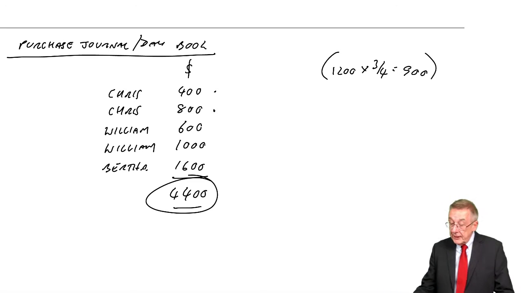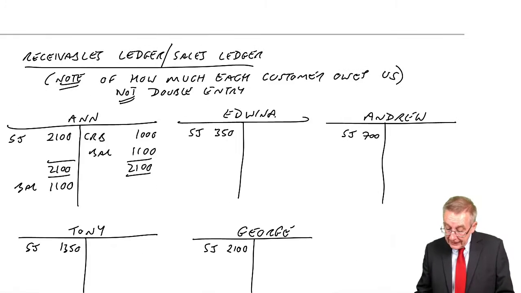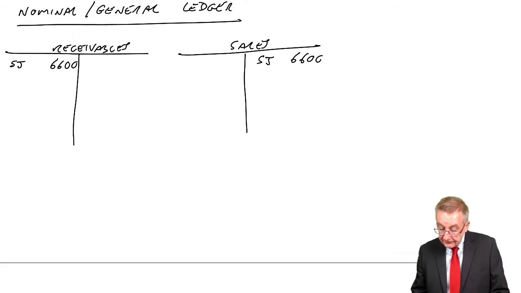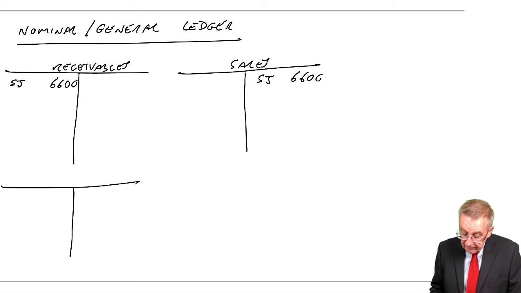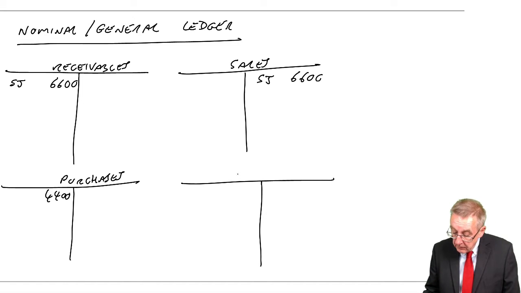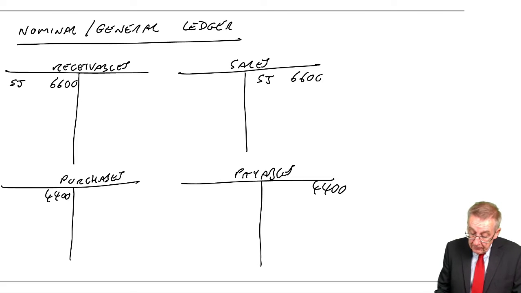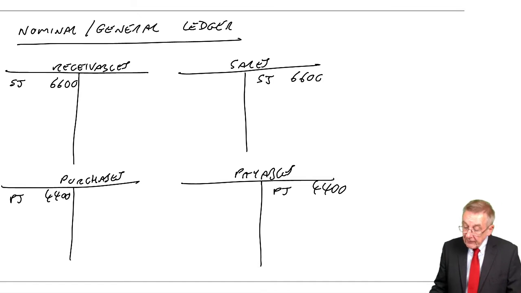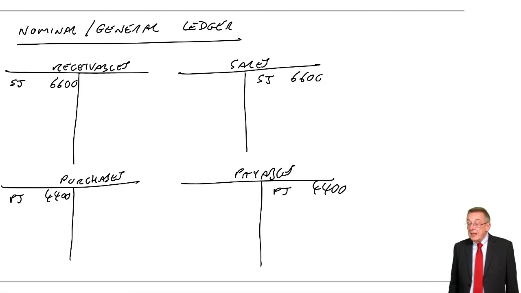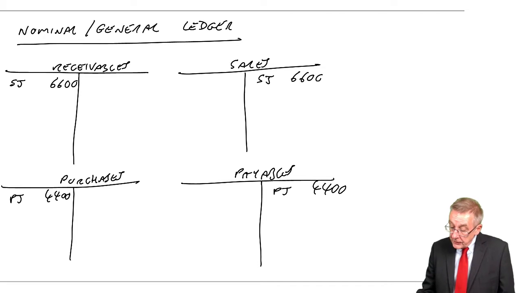In total, 4,400. And so, in the nominal ledger, debit purchases 4,400, credit payables. And I'll write against it PJ because that's where I got the number from, the purchases journal, payables journal, sorry. Next one.